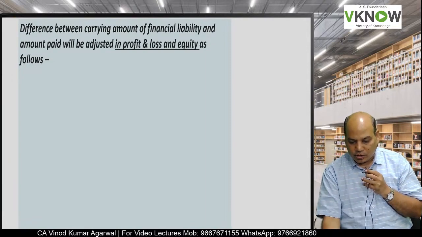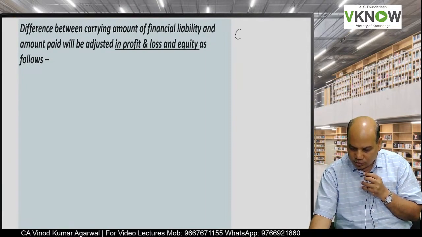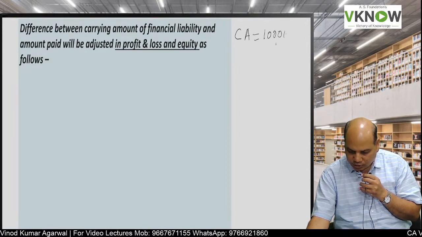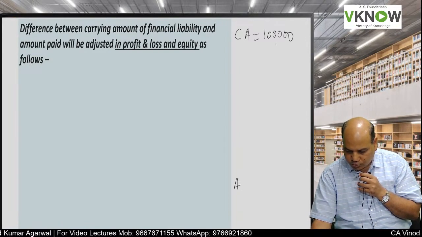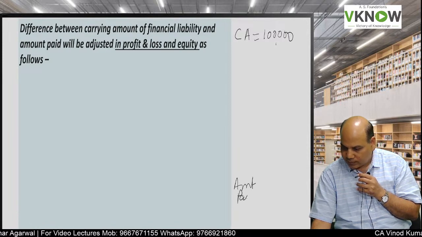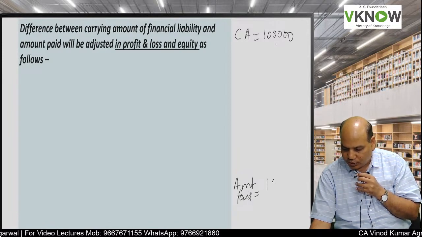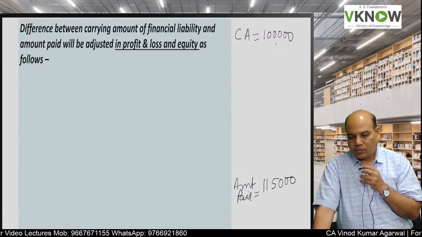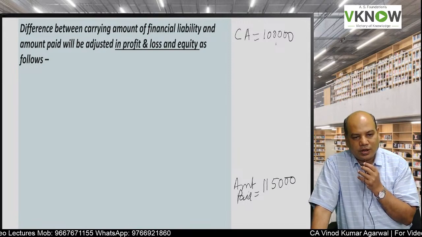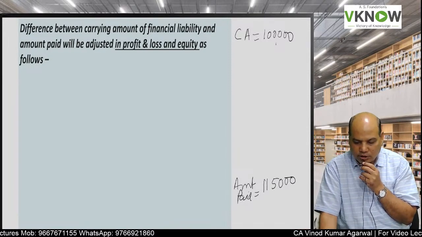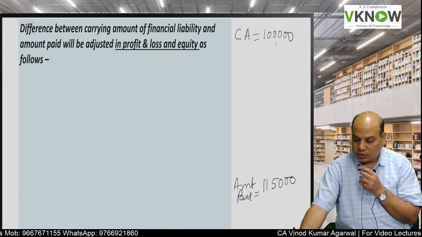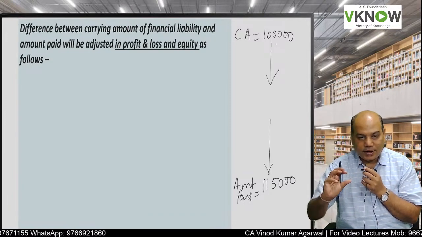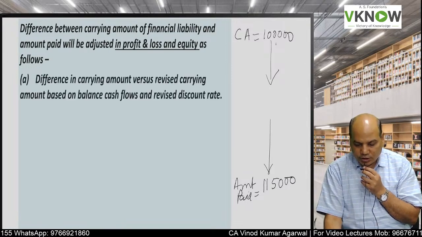Let us see. Suppose this is the carrying amount of financial liability, 1 lakh, and suppose the amount paid to settle is 1,15,000. The company says take 1,15,000 and let us close our liability. So what is the difference? The difference is 15,000. How will that 15,000 be treated?